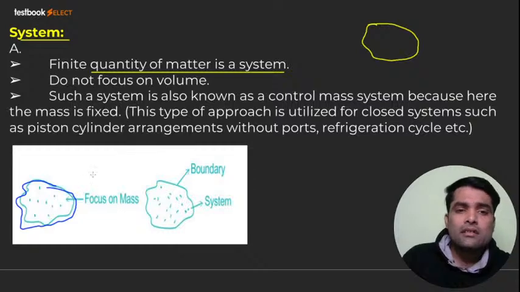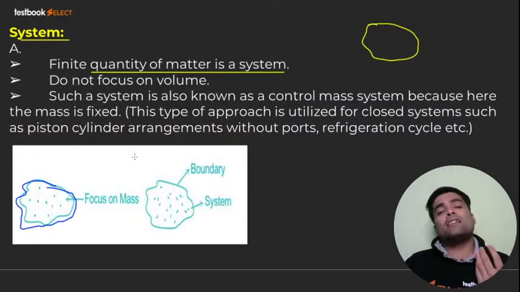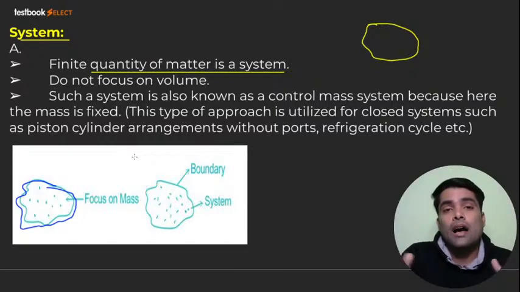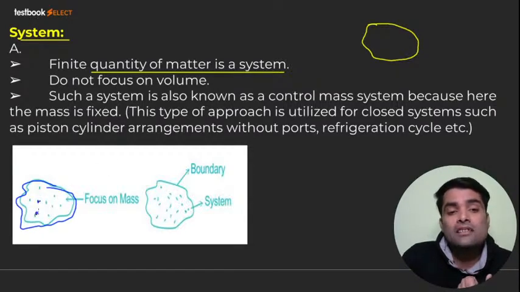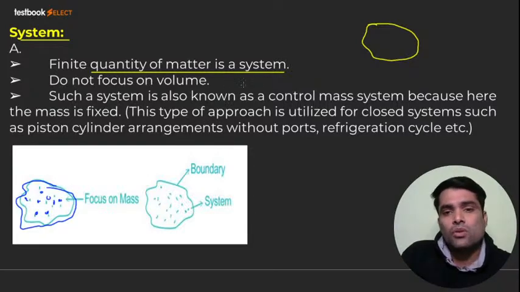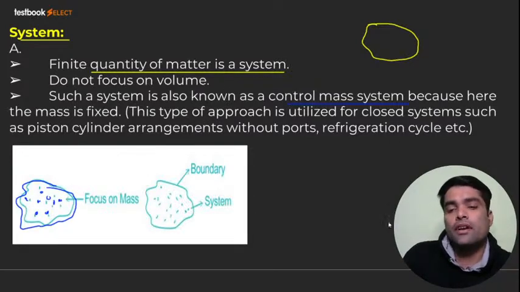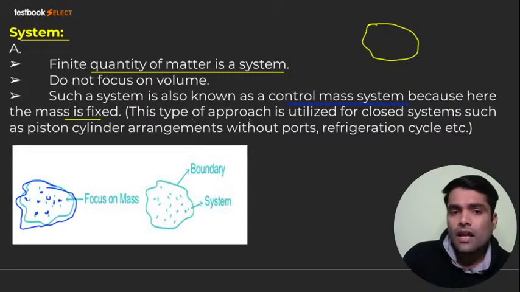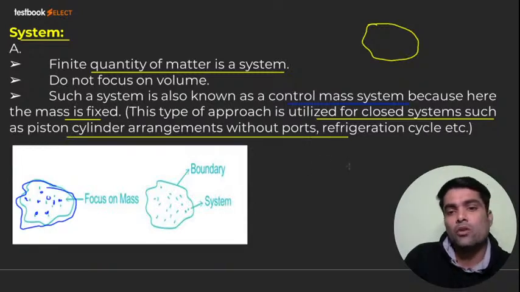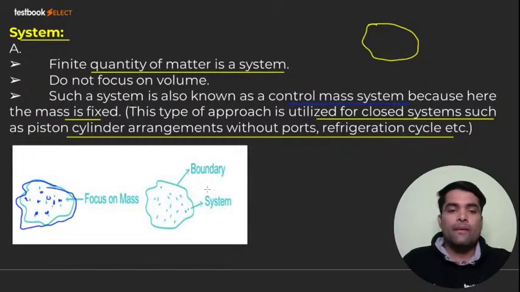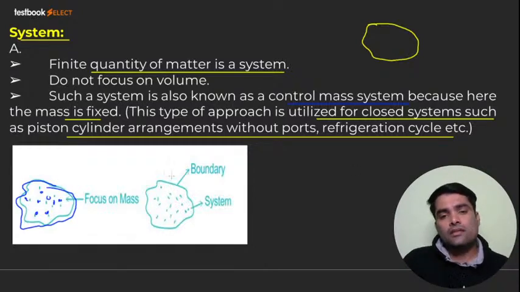So when I say it's a finite quantity of matter, at that time I'm not going to take care of the volume. I'm going to just focus my attention on the amount of mass inside the system, like this only here, right? Such a system is known as a control mass system, because here the mass is fixed, and this type of approach is utilized for closed systems such as piston cylinder arrangement without ports, refrigeration cycle, etc. Okay, so that is nothing but a control mass system.